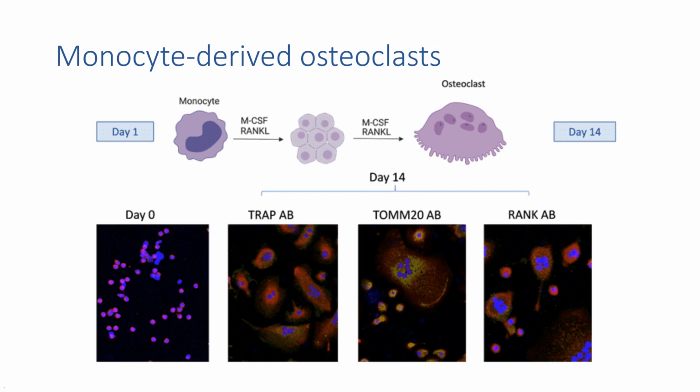And then we're staining them with TRAP antibody, which is an antibody for an enzyme that this particular cell type produces, which helps it degrade the bone. Then we've got TOM20, which is a mitochondrial stain. So you can see those green mitochondria clustering around the nuclei. And then we've got the RANK antibody, which is the receptor for the RANK ligand we use to differentiate cells.